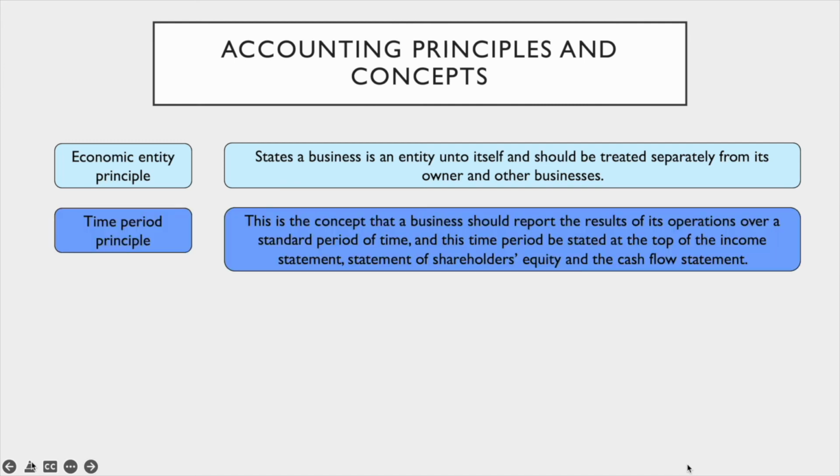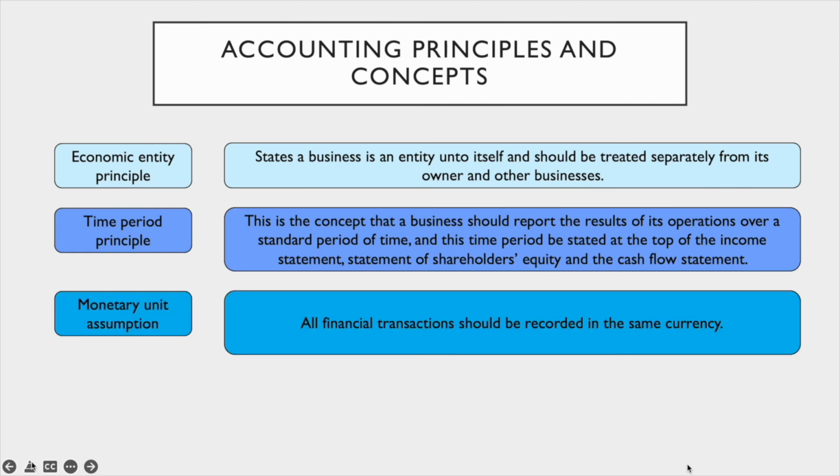Another principle to be aware of is the time period principle, and this is the concept that a business should report the results of its operations over a standard period of time. This time period should be stated at the top of the income statement, the statement of shareholders' equity, and the cash flow statement. And then another one just to be aware of is the monetary unit assumption. This principle states that all financial transactions should be recorded in the same currency. So if a transaction does happen in a foreign currency, that should be translated to the currency in which the financial statements are being prepared.